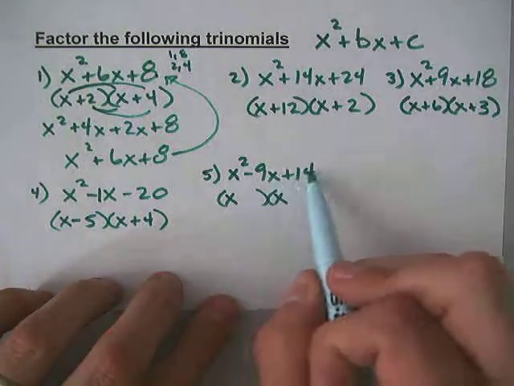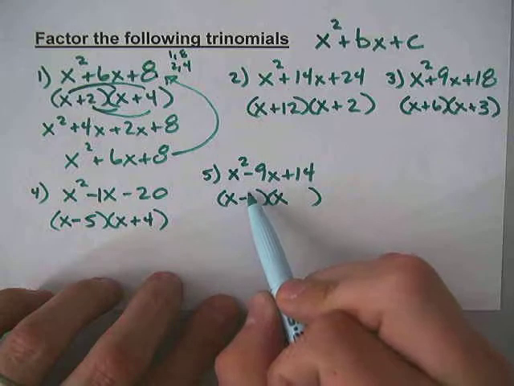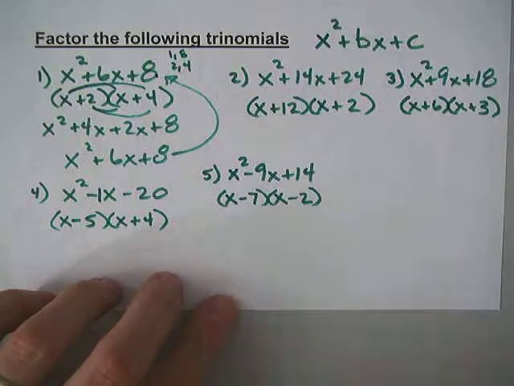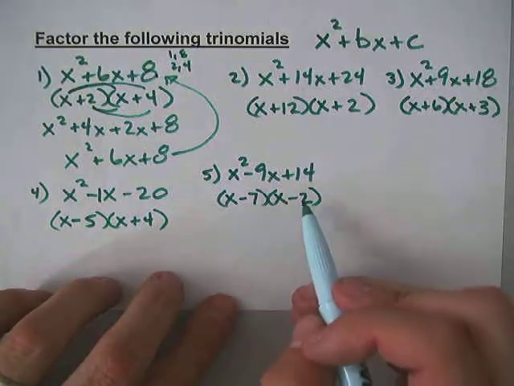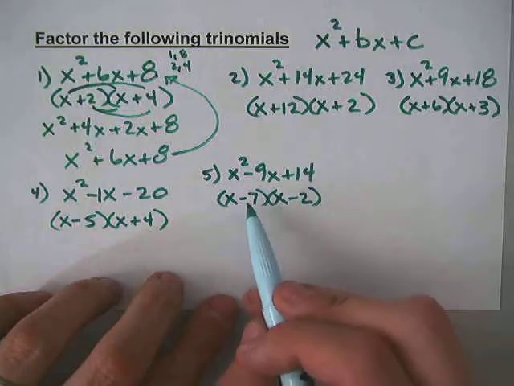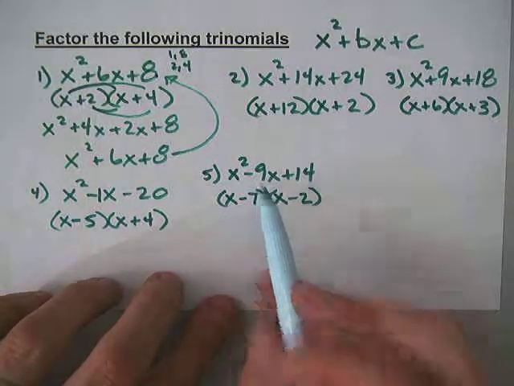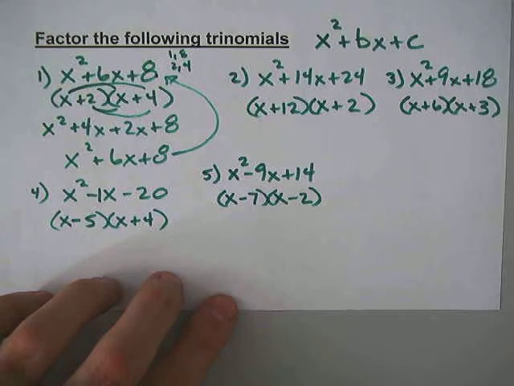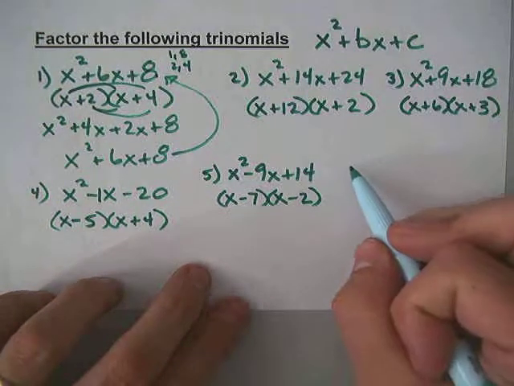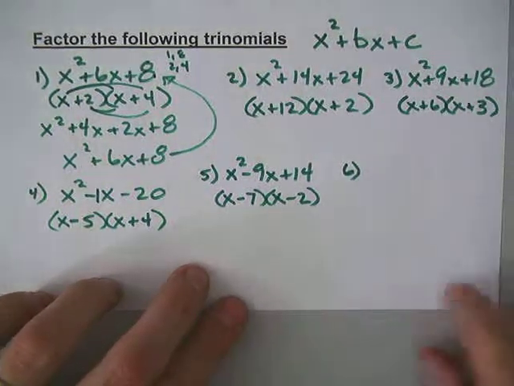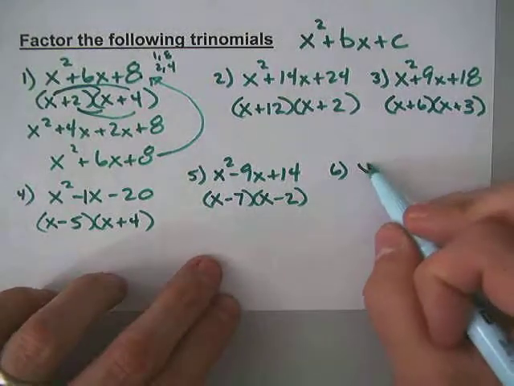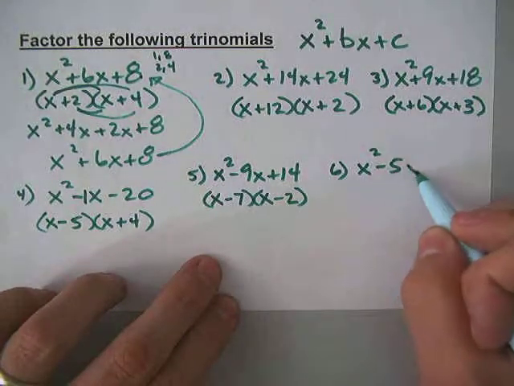So what are some factors of 14 that will add up to negative 9? Well, first let's start with the x and the x. And for now, that's always going to be the case. What are some factors of 14 that will add up to negative 9? How about negative 7 and negative 2? Negative 7 times negative 2 is positive 14, and negative 7 plus negative 2 is negative 9.